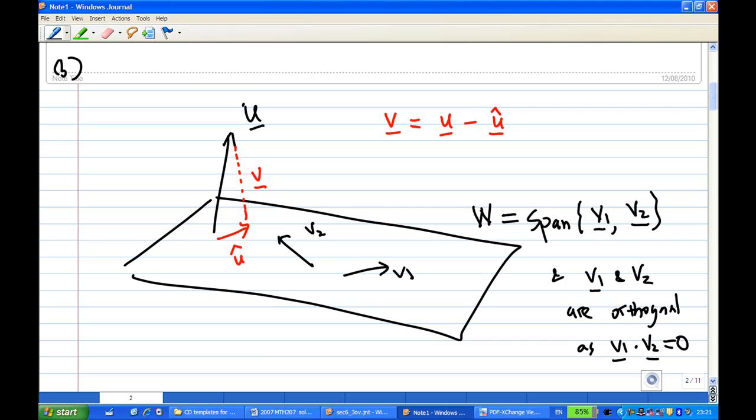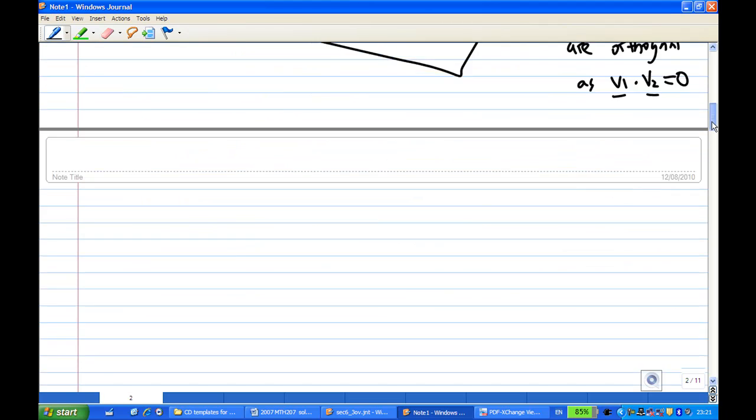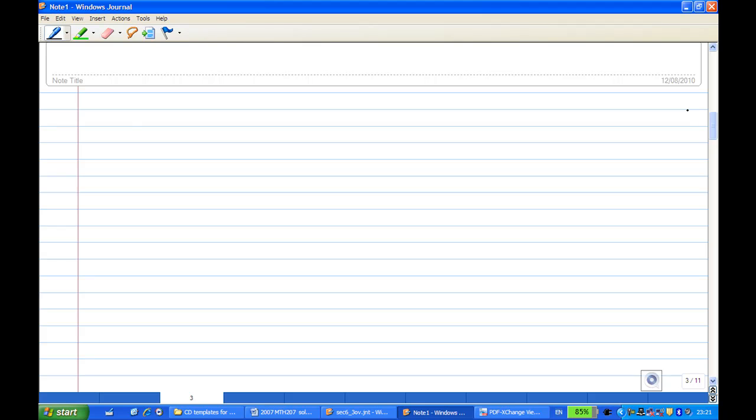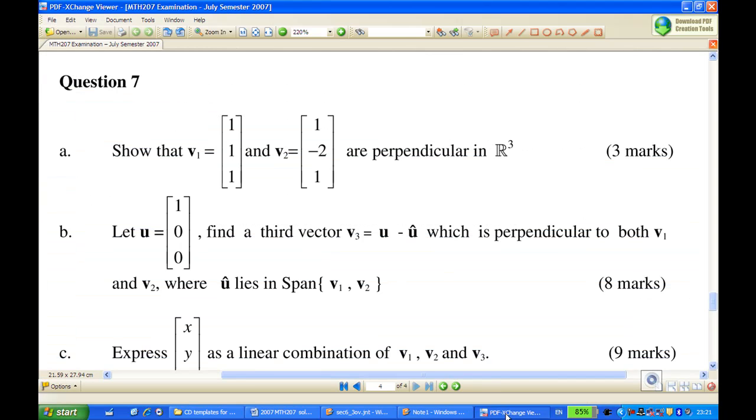Therefore, I can find out what V is now. V is equivalent to Z in the decomposition theorem. So how do we find U cap? In our question, U is (1, 0, 0), as the question tells you. I'm going to use it to find my U cap now.